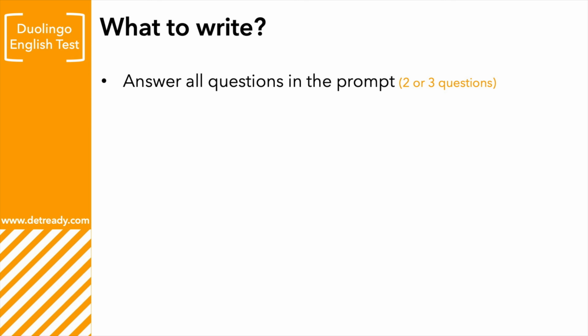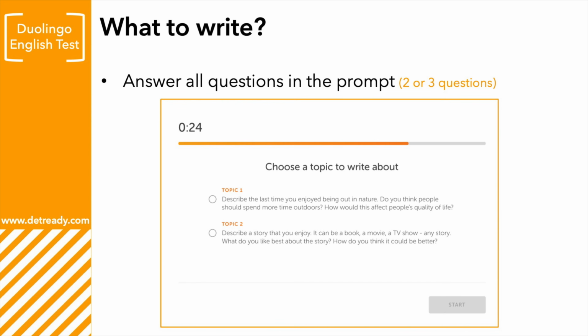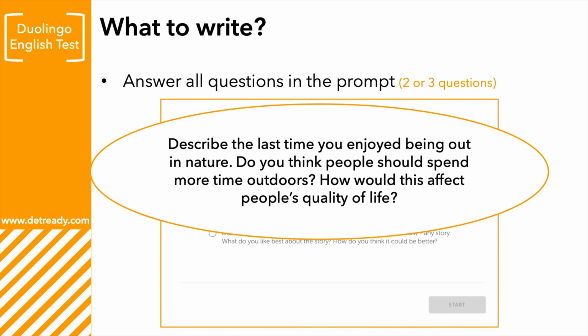Okay, so what to write? Well, in my opinion, you should try your best to answer all of the questions in the prompt. So let's take a look at this example. The prompt says, describe the last time you enjoyed being out in nature. Do you think people should spend more time outdoors? How would this affect people's quality of life? So as you can see from this prompt, it actually has three parts to it.